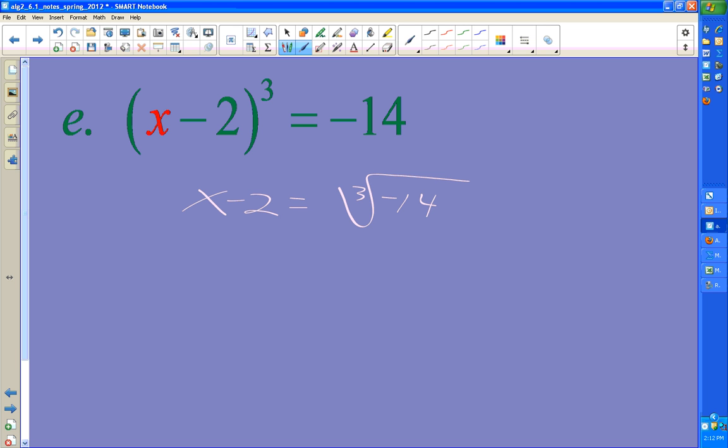So how do I solve for x? Add 2. This is an odd root. The odd root of a negative is just a negative number. So it's 2 plus the cube root of negative 14.